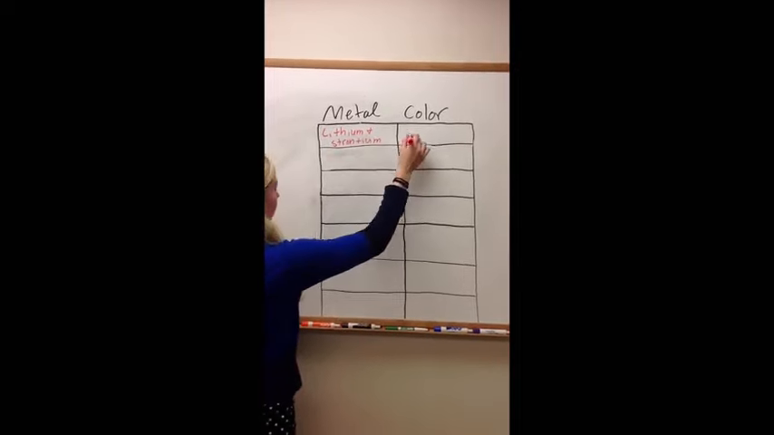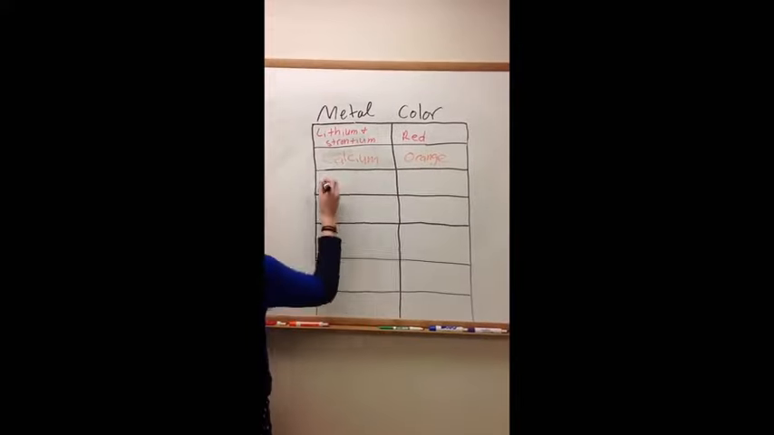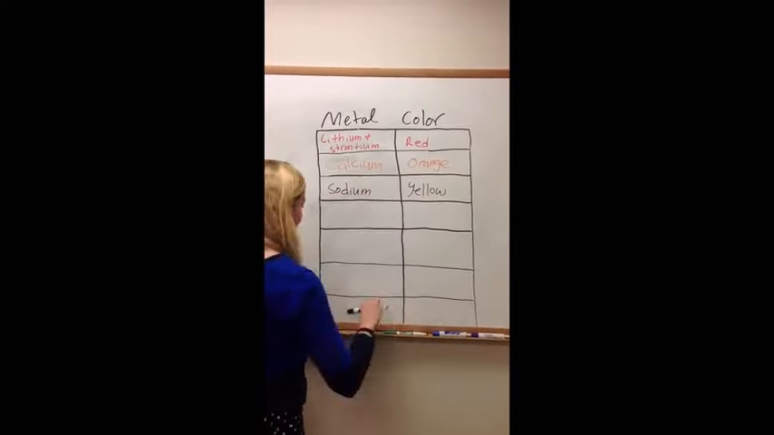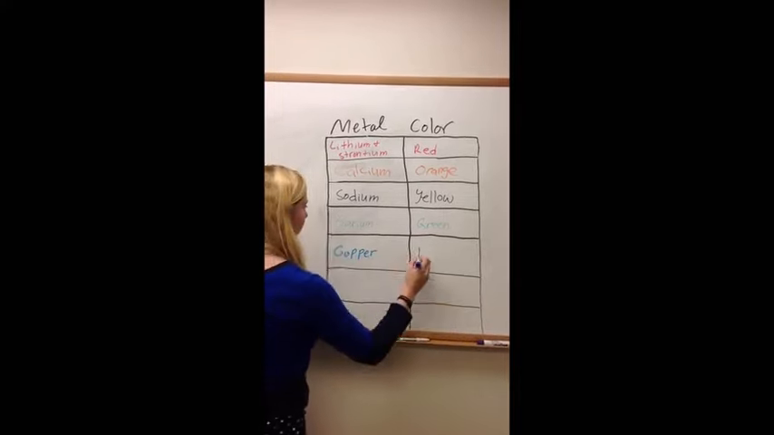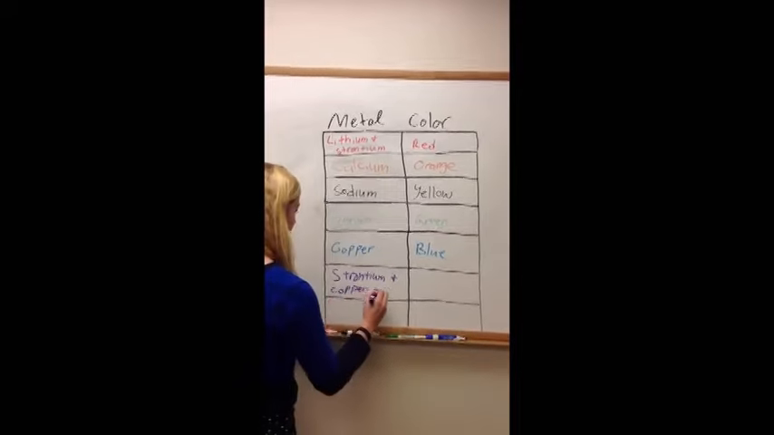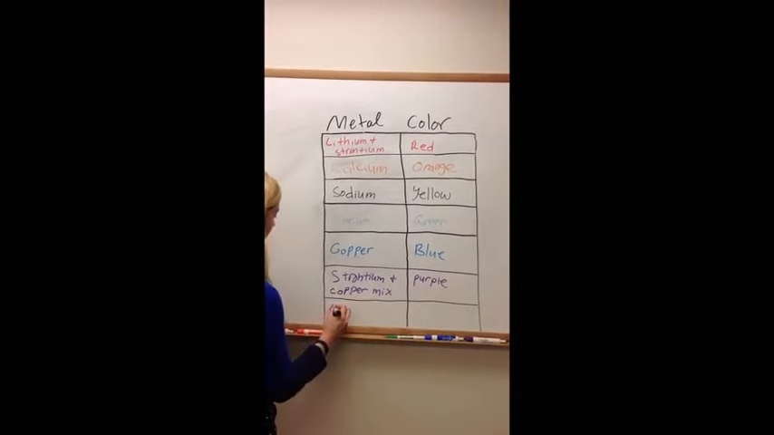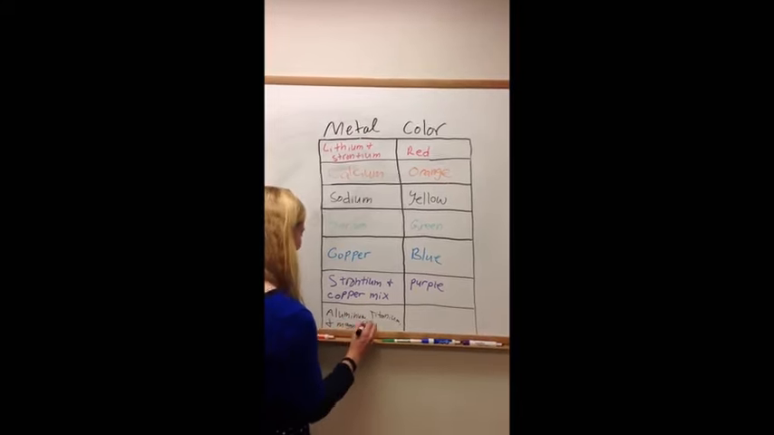Lithium and strontium salts give red. Calcium salts give orange. Sodium salts give yellow. Barium salts give green. Copper salts give blue. Strontium and copper mixtures give purple. And aluminum, titanium, and magnesium salts give silver.